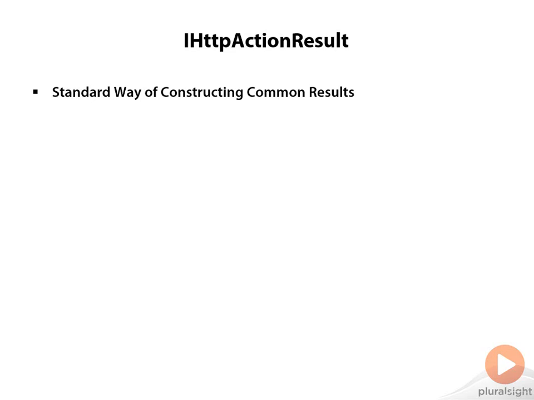So the last feature we're going to talk about is the IHttpActionResult interface. The idea behind this was to simplify the kind of code you're writing in your web APIs. Essentially, this interface is used to construct common results that you're going to return quite often. In many ways inside your APIs, you're going to use this as a replacement for returning HTTP response messages. You're going to return instead IHttpActionResults.